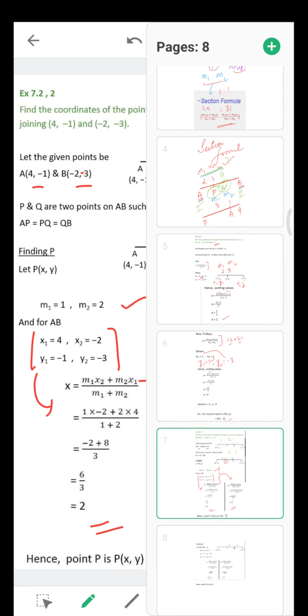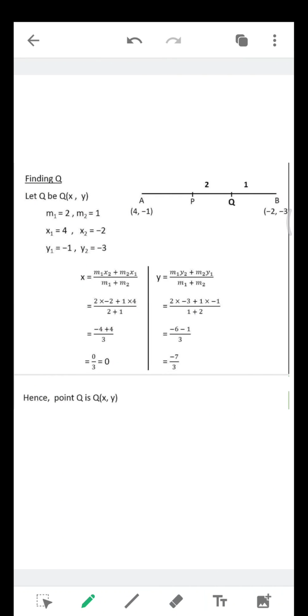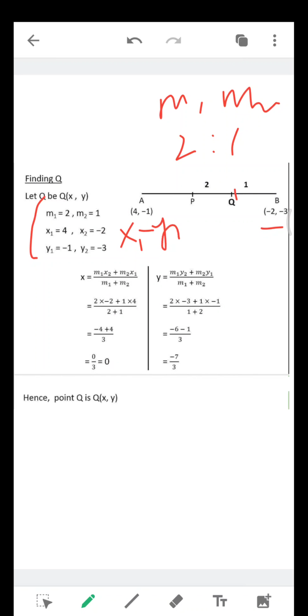Then to find the value of Q, the ratio in which Q divides AB is 2:1. So this is your m1, m2, and x1, y1 and x2, y2 are here. This is your x1, y1 and this is your x2, y2. So we substitute all these values again in the formula.